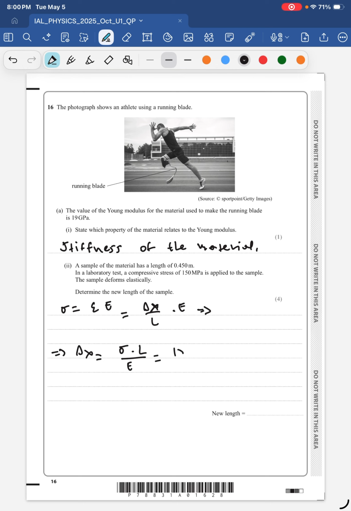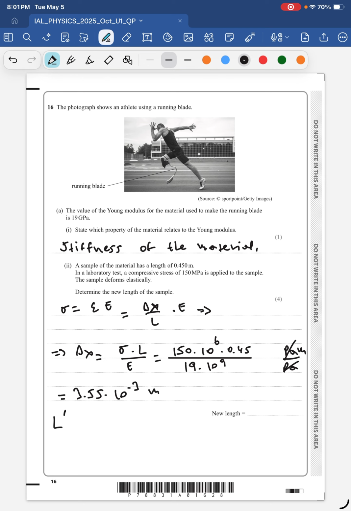So if we plug in numbers, we have 150 times 10 to the 6, and this is pascals, times the length, which is 0.45 meters, over the Young's modulus, which is 19 times 10 to the 9, and this is pascals. So pascals cancel. Again, whenever I plug in actual physical units, I put all the units to the right and all the numbers to the left, so you can work easier with these kind of things. So this calculation gives 3.55 times 10 to the negative 3 meters.